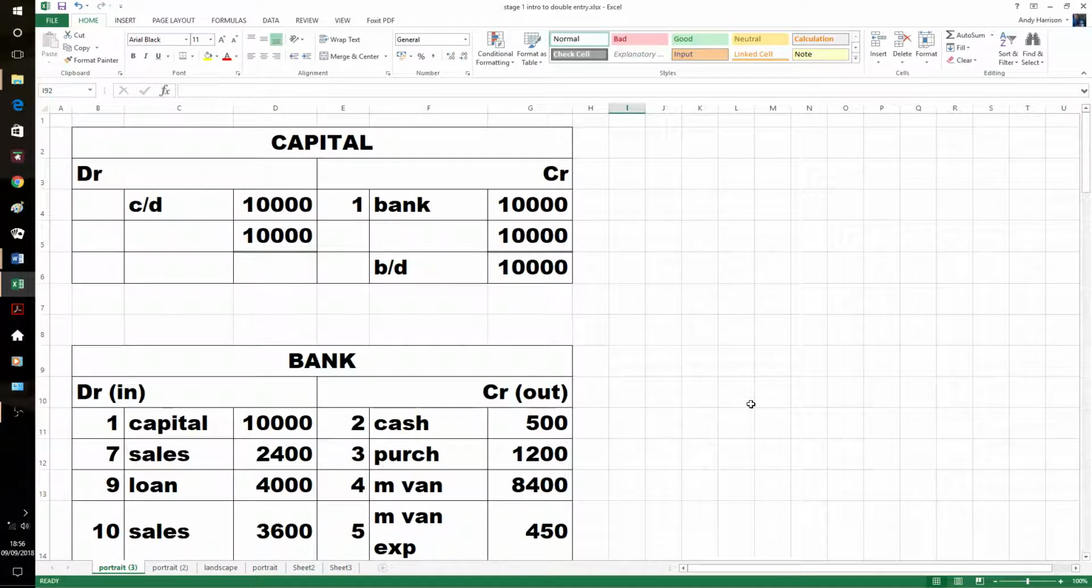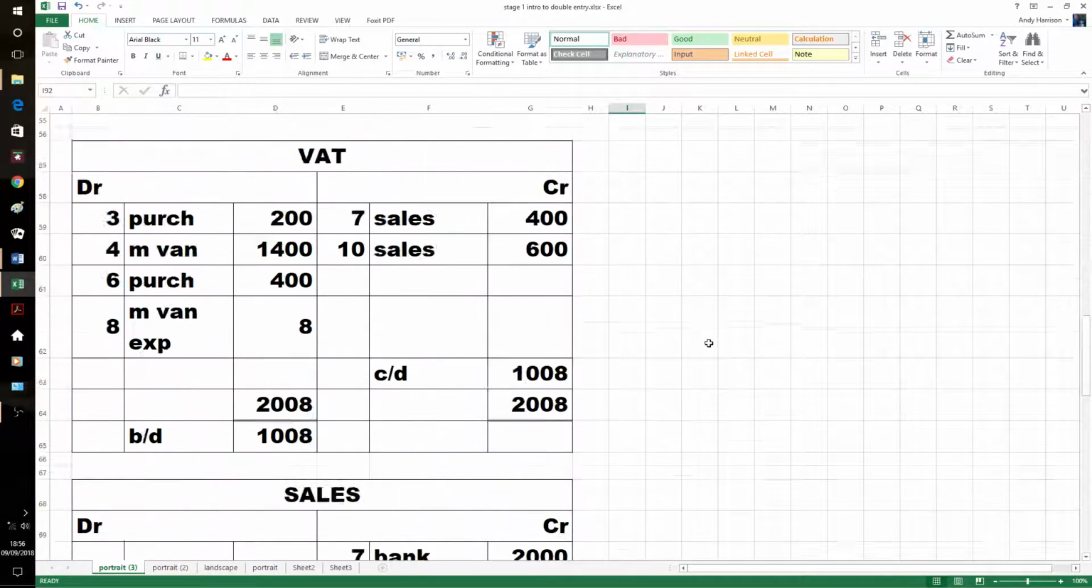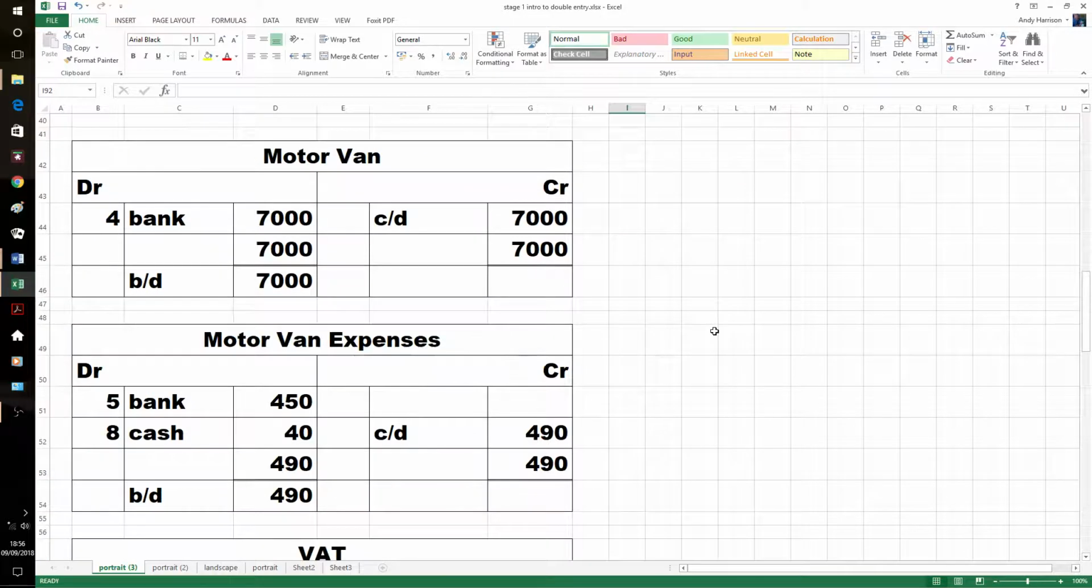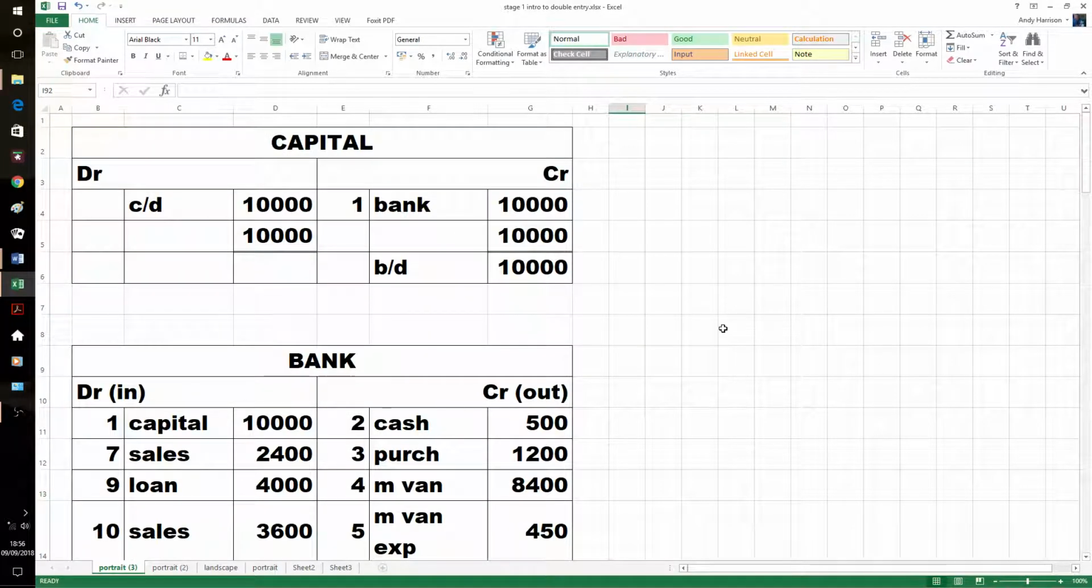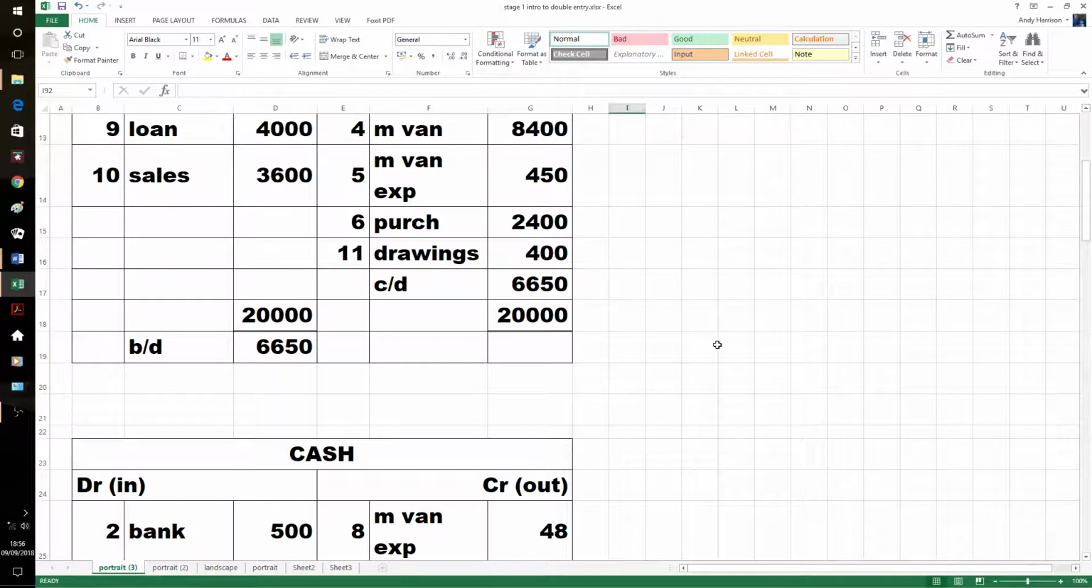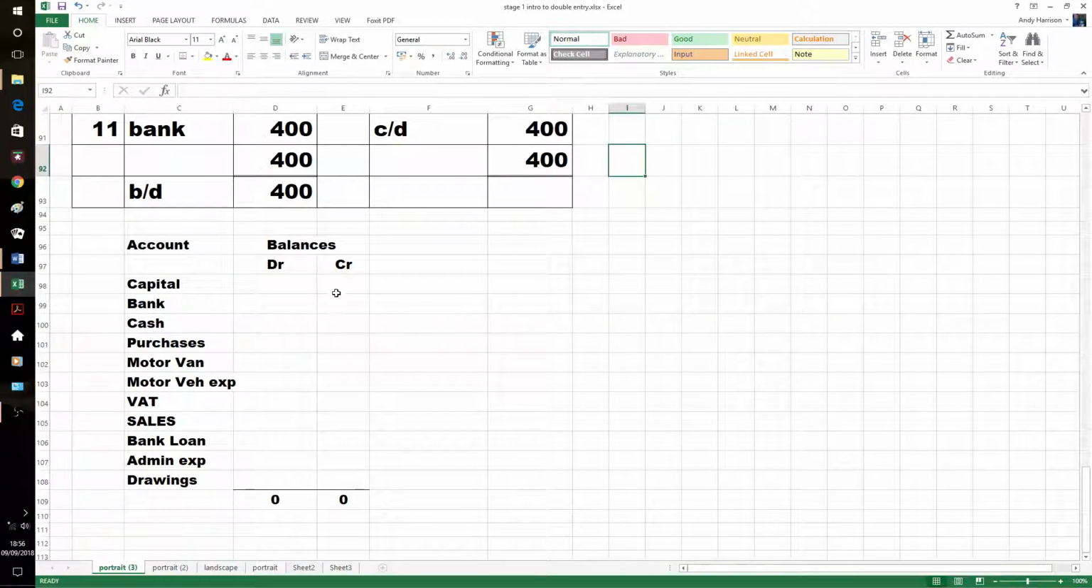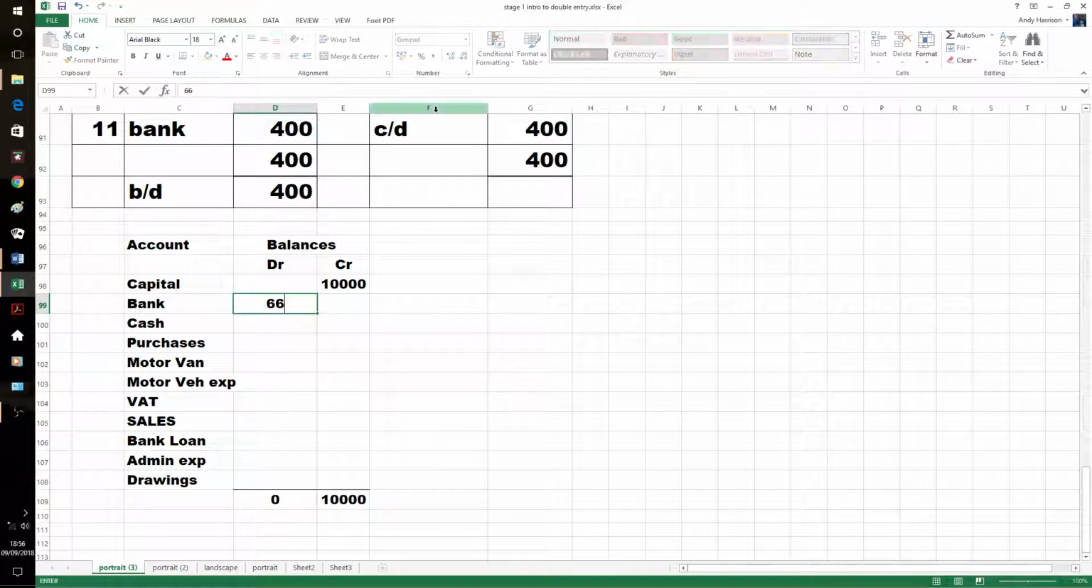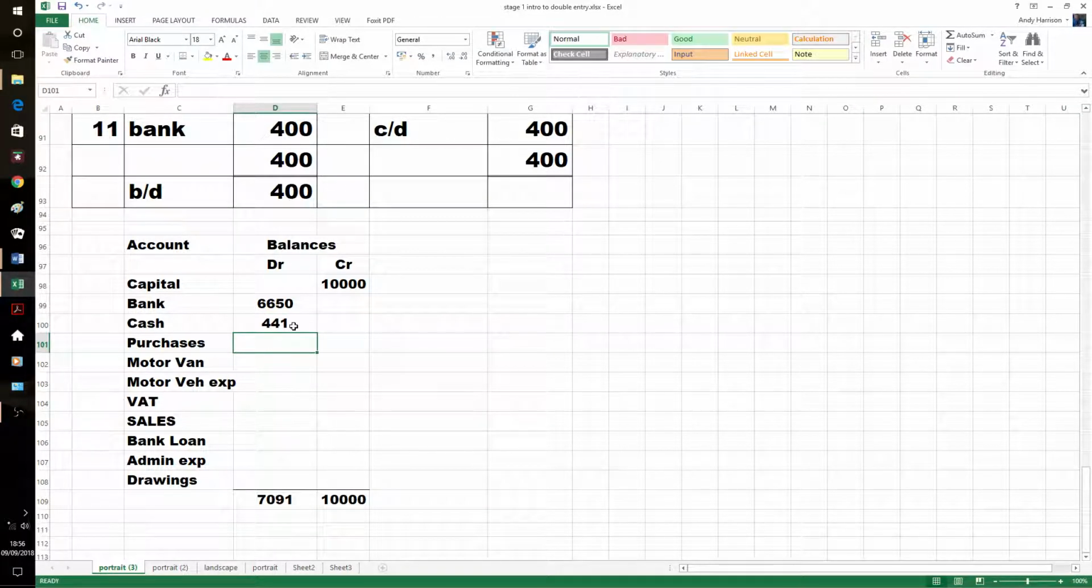If they're not correct, if I've added up something wrong, or put a carry down and brought down on the wrong side, it will show when I add up at the bottom here my debits and my credits. So trying to remember as many as possible. We know the capital, that's easy, and we know the bank. So the capital was 10,000 and the bank was 6,650. We also had, and I'm cheating, looking at a printed copy, 4,401 in our cash.